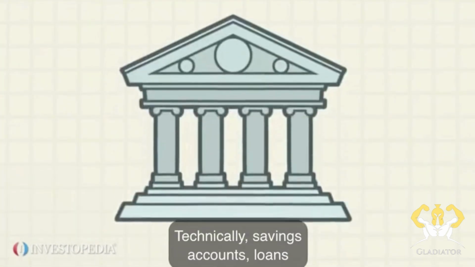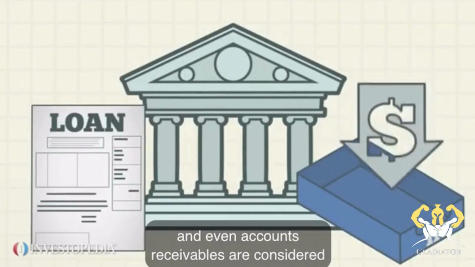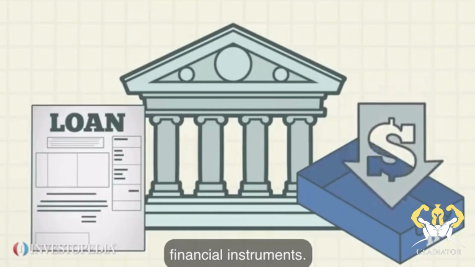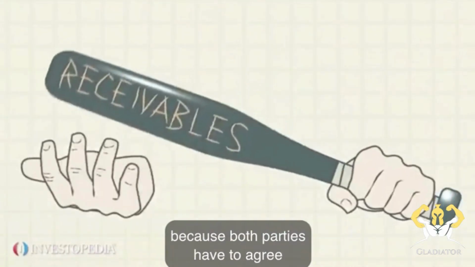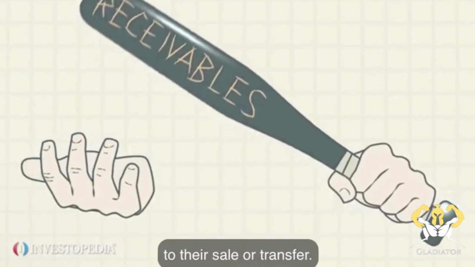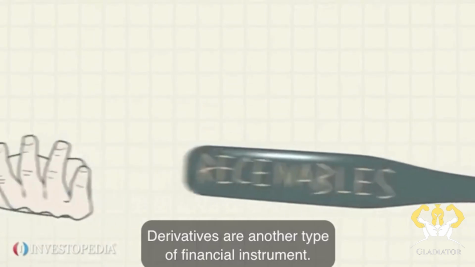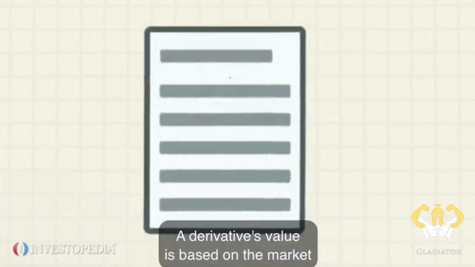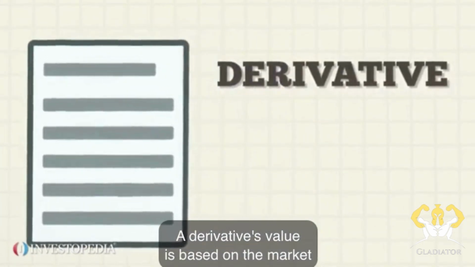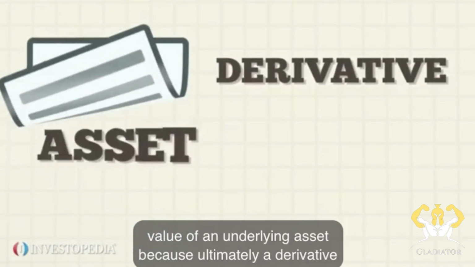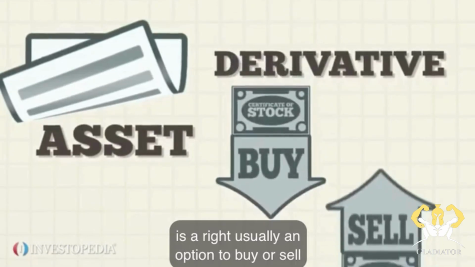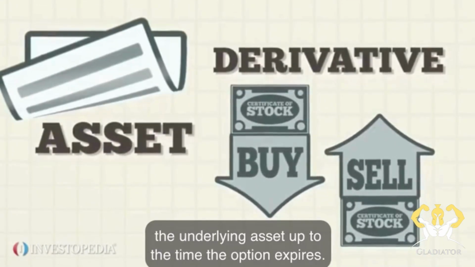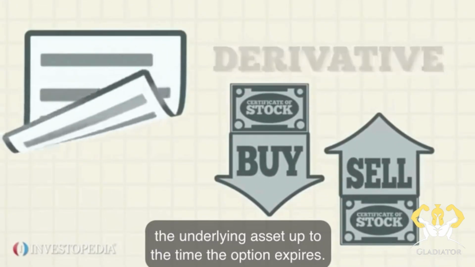Technically, savings accounts, loans, and even accounts receivables are considered financial instruments, although they are not as liquid as stocks and bonds because both parties have to agree to their sale or transfer. Derivatives are another type of financial instrument. A derivative's value is based on the market value of an underlying asset because ultimately a derivative is a right, usually an option, to buy or sell the underlying asset up to the time the option expires.